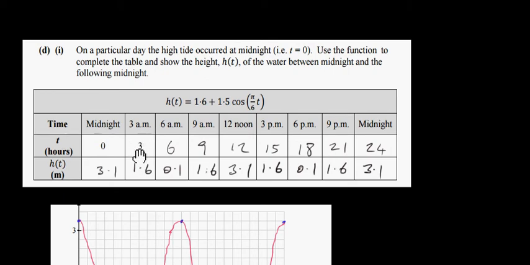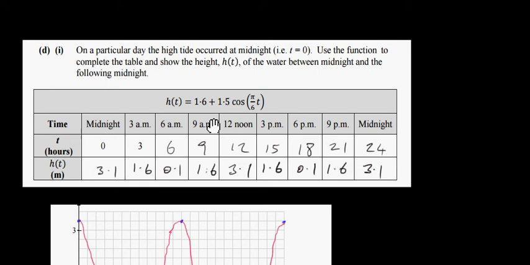So this T is 3 hours after the previous recorded high tide. So we're going up 0, 3, 6, 9, 12, 15, 18, 21 and 24 hours later. Now, when you put these values into h of t, you can do that fairly easily yourselves. Just put 0 in, you get 3.1, put 3 in, you get 1.6, put 6 in, you get 0.1, and so on and so on.